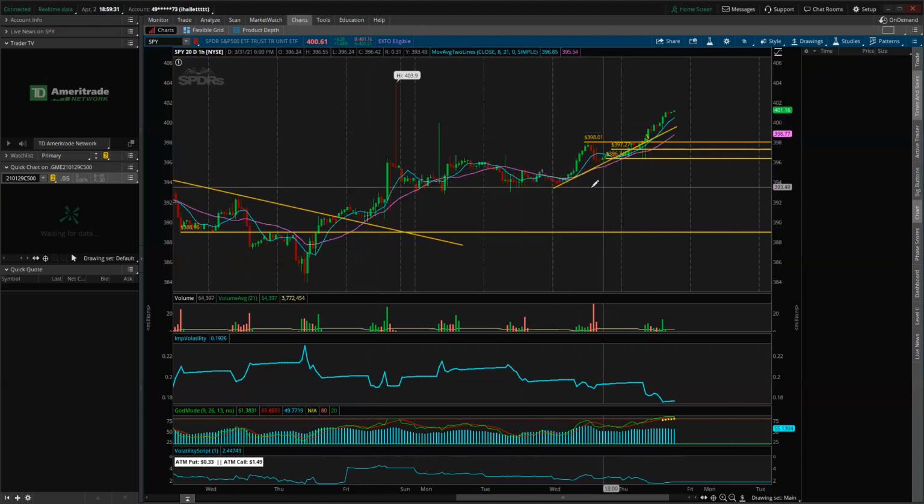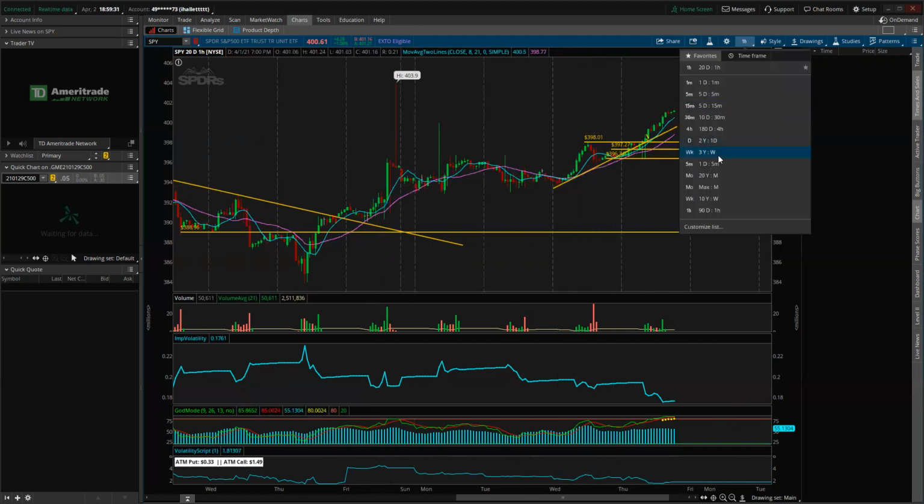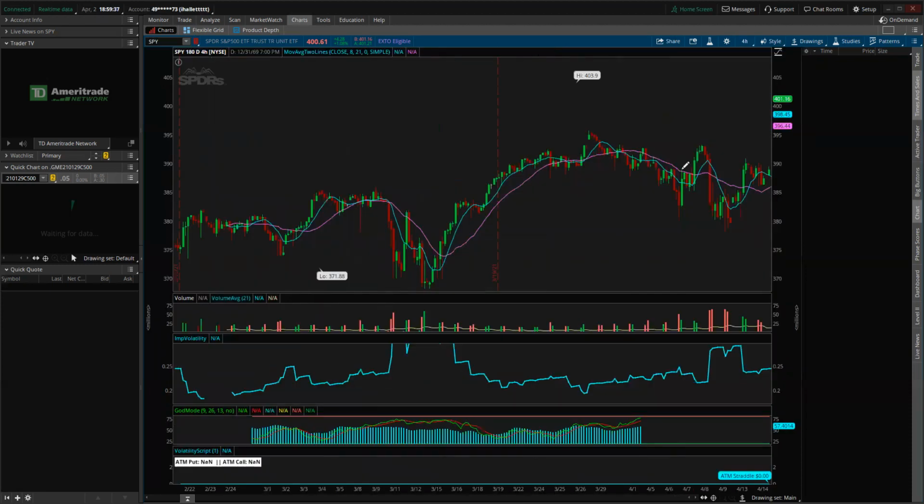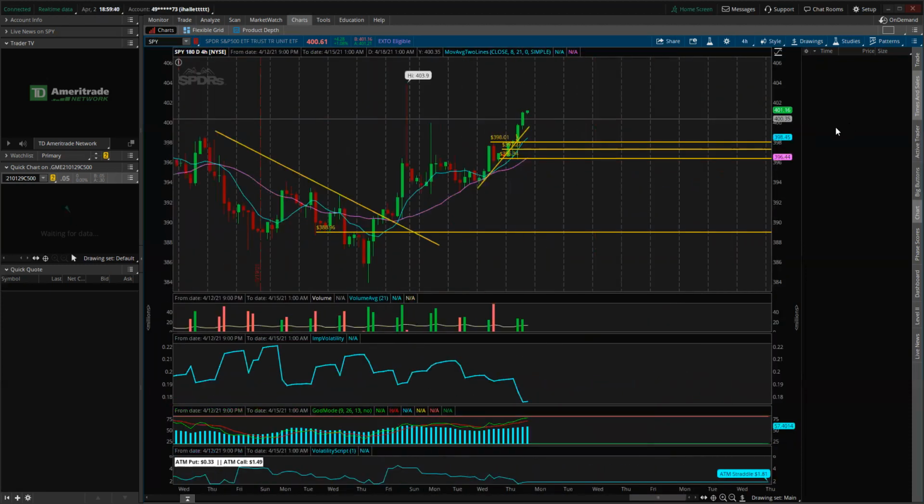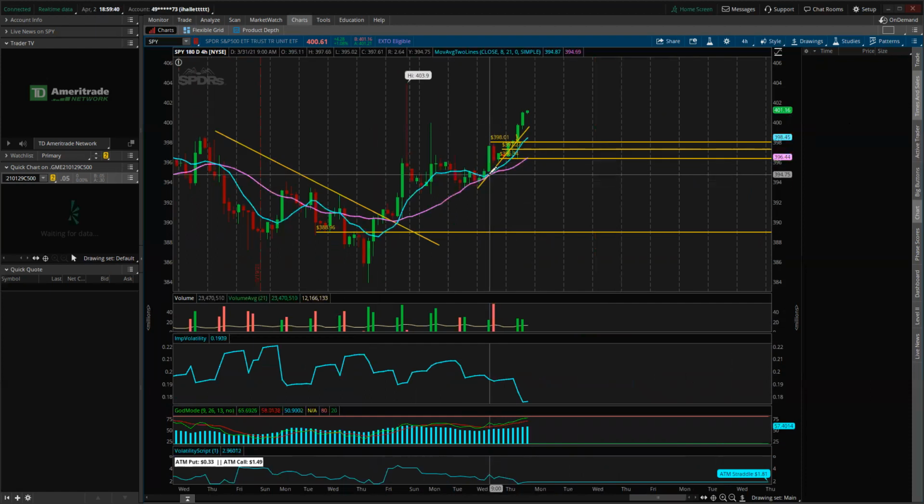So even though we have a nice little cross down here on the hourly, making sure that lines up on the 4 hour is key. We had this cross back here, then you see these massive daily moves happen.